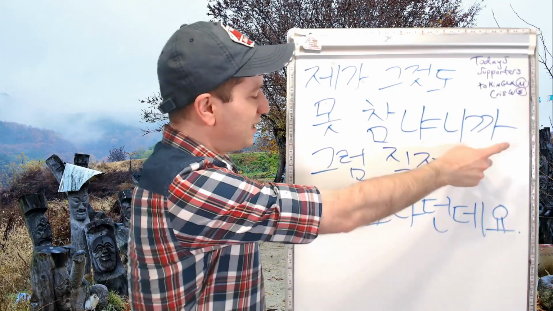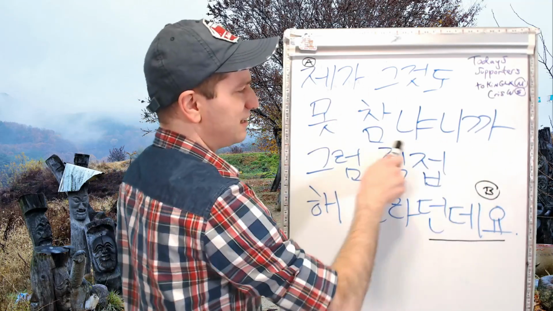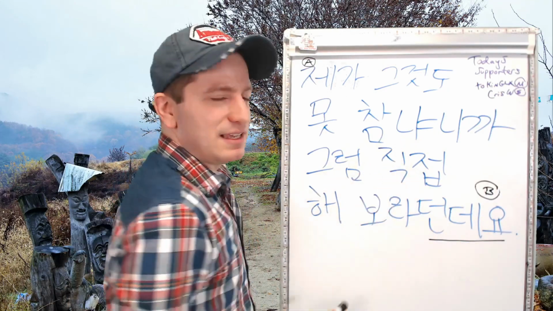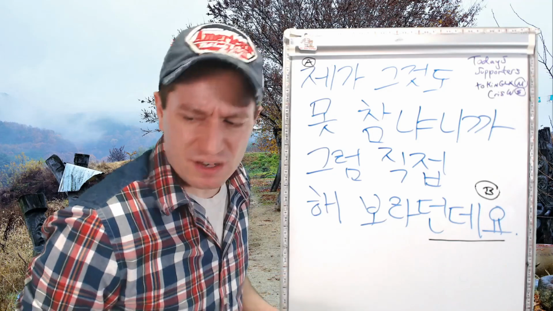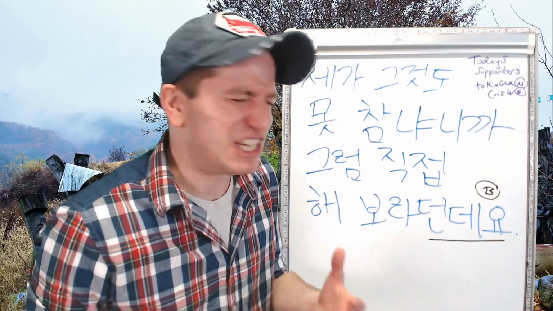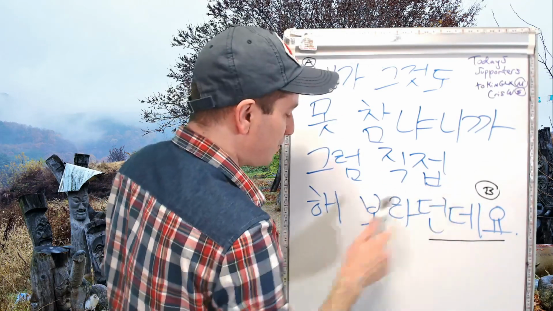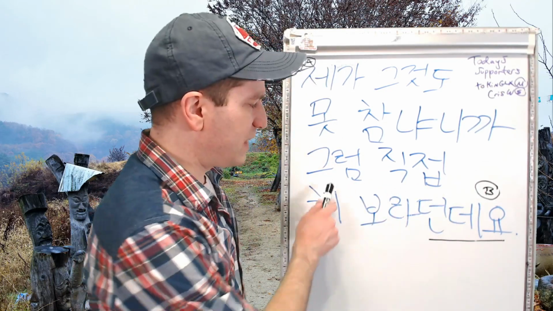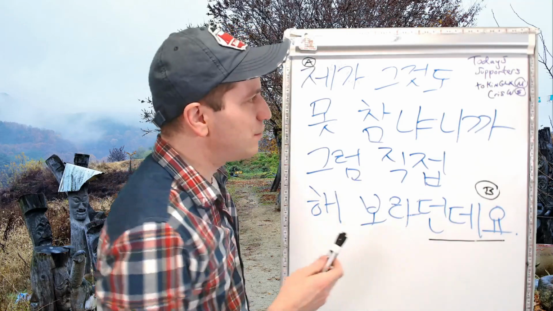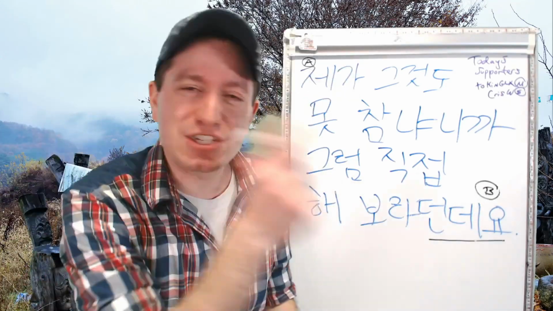제가 그것도 못 참냐니까 그럼 직접 해보라던데요. Because I said, so A is going to be I. So B is someone else. 보라던데요. 참다 is to endure, to put up with, to bear, to be able to handle something. So I asked, 그것도 못 참냐? Like, can you not even handle that? And when I asked them that, they said, 그럼, well then, 직접 해보라. Do it yourself. So I was saying like, hey, can't you even deal with this? So then they said, well then just do it yourself.